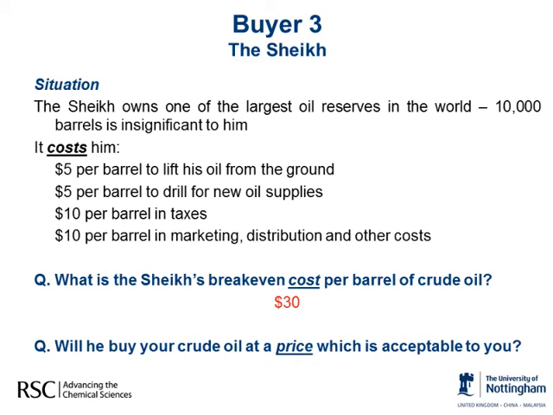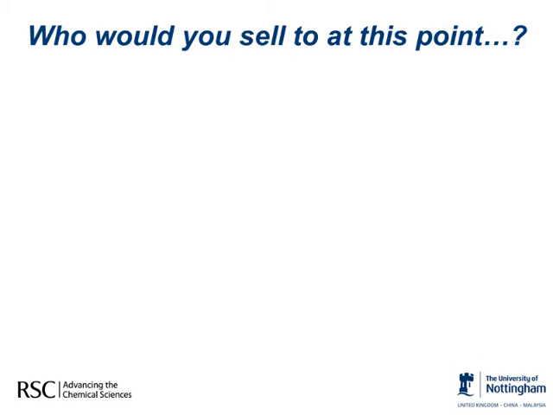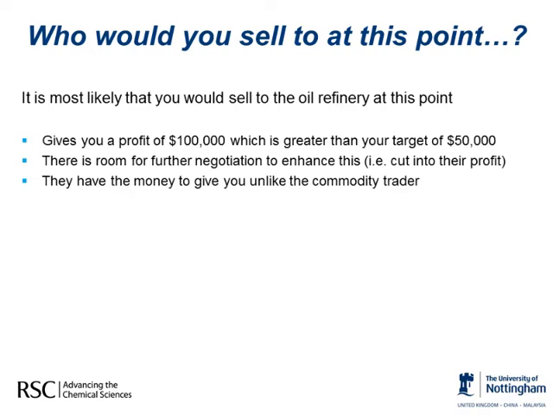Will he buy your crude oil at any price that's acceptable to you? I don't think he would. So, who would you sell your oil to at this point? I think you would sell your oil to the owner of the oil refinery at this point. This gives you a healthy profit of $100,000, which is greater than your target of $50,000. There is also room for further negotiation to enhance this by cutting into their profits. They also have the money to give to you straight away, unlike the commodity trader.